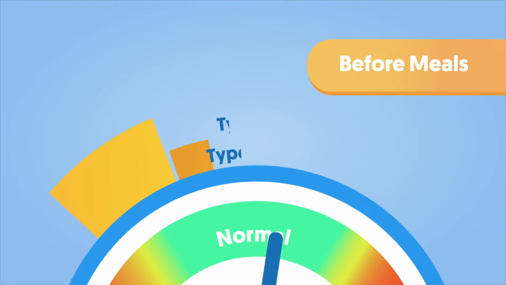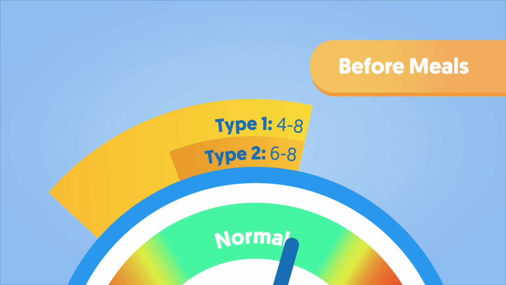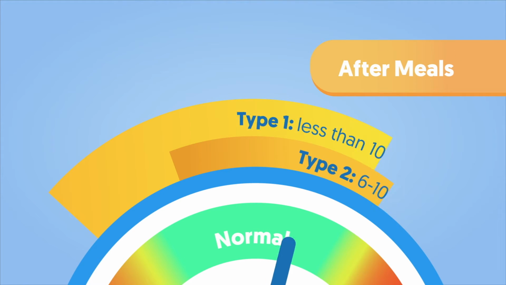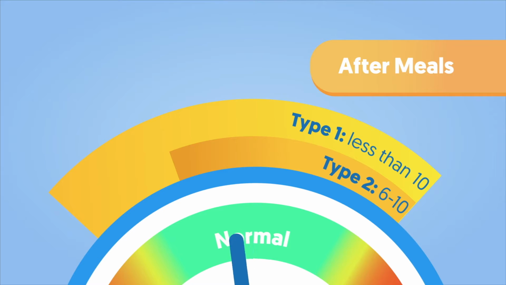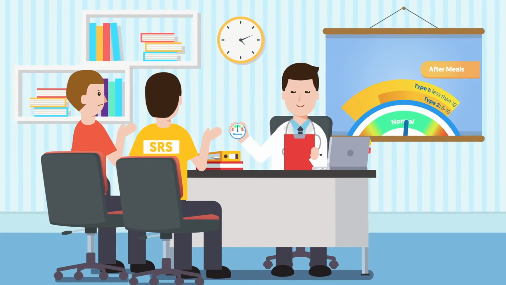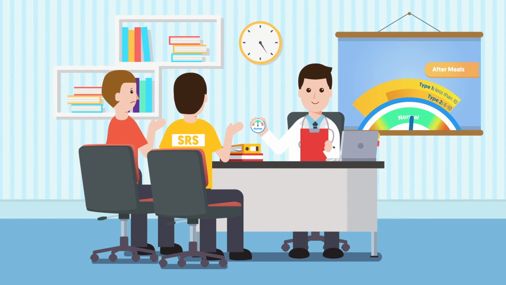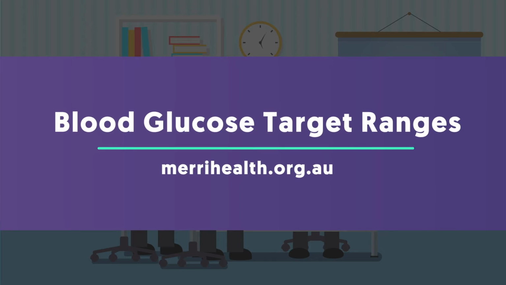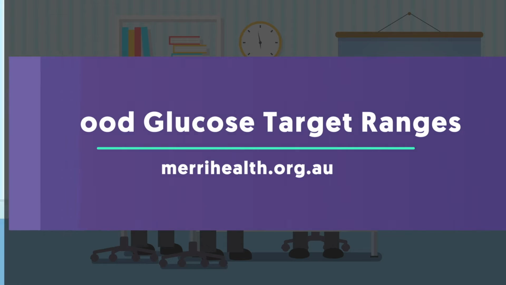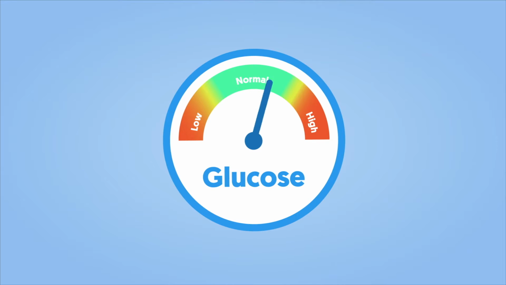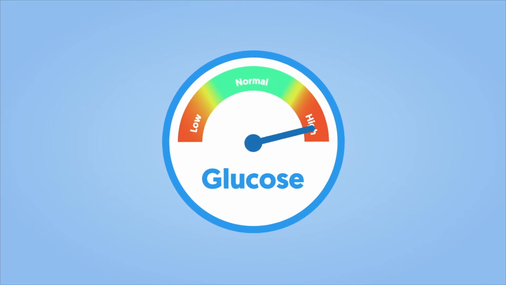However, general targets include less than 8 before a meal and less than 10 2 hours after starting a meal. Frequent readings above these ranges may require review from a GP, specialist, or diabetes educator. For a complete list of target ranges for each type of diabetes, download the handout Blood Glucose Target Ranges from the Merri Health website. So, what happens when blood glucose levels go too high? Let's take a look.